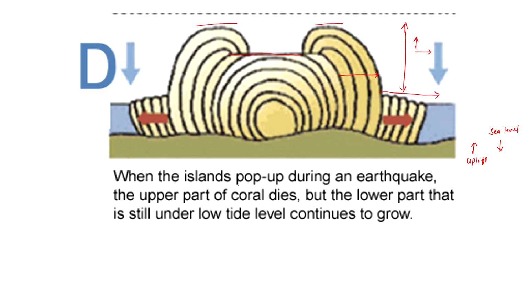But at the same time, this portion will start growing. So when the island pops up, during an earthquake, or you can say sea level fall, the upper part of the coral dies. But the lower part is still under the low tide conditions, so that will grow. This type of coral has a typical shape like this, and we term these hat shape corals.